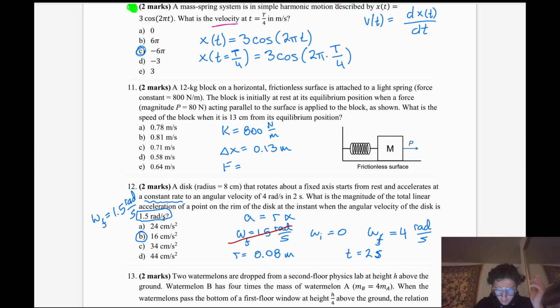A 12 kilogram block on a horizontal frictionless surface is attached to a spring, force constant 800 newtons per meter. The block is initially at rest at its equilibrium position. When a force, this one was confusing. What is the speed of the block when it's 13 centimeters from equilibrium? Okay, I think we did some problem similar to this.